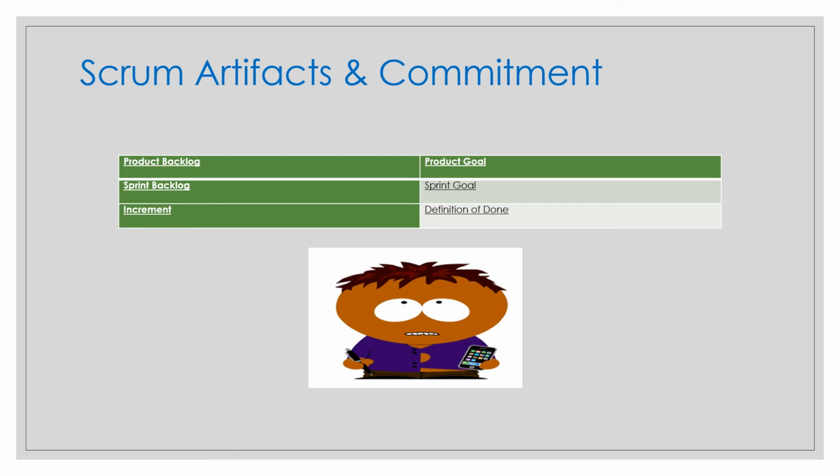The definition of done creates transparency by giving everyone a shared understanding of what work has been completed as part of the increment. If a product backlog item does not meet the definition of done, it cannot be released or even presented at the sprint review meeting. Instead, it returns to the product backlog for future consideration.